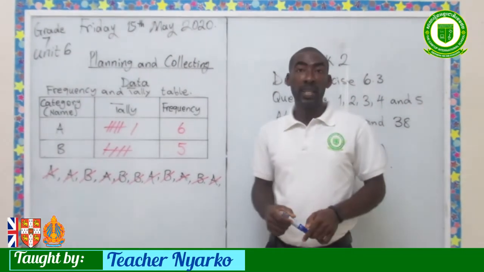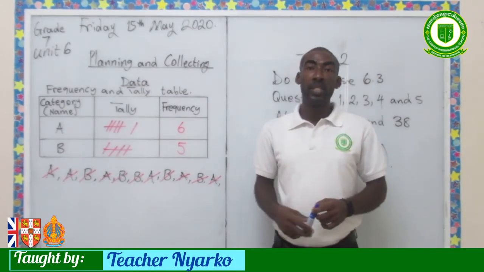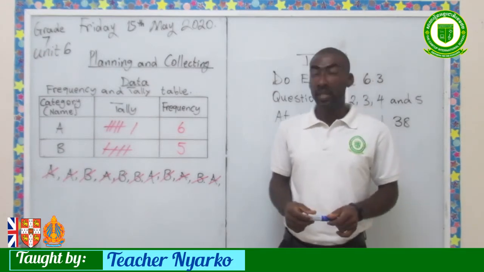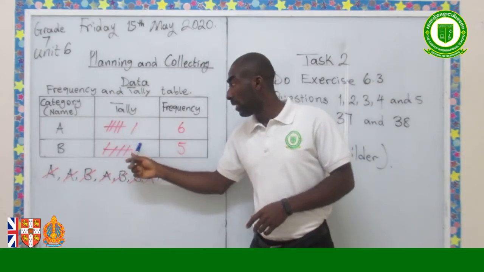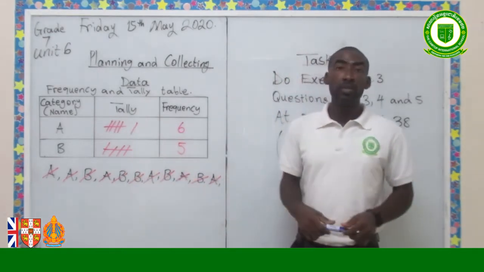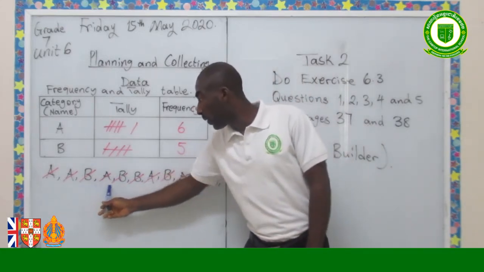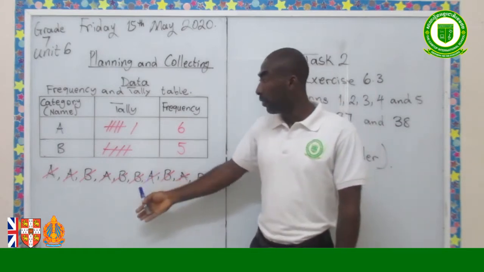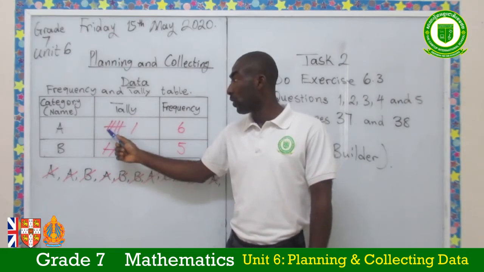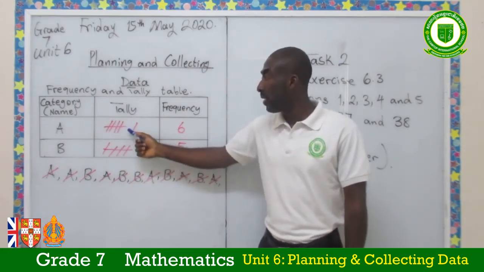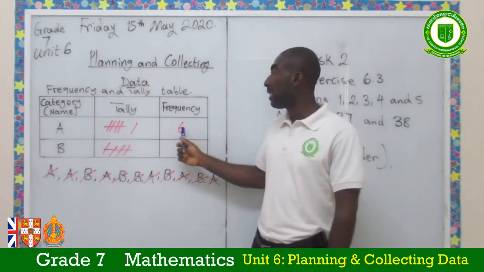Our topic has been planning and collecting data. Today we looked at how we can use frequency and tally tables to collect our data. There is an example here that shows how you can do your tally and how you can also do your frequency. It's all showing the number of times that what you are looking for appeared on the row. Over here we realize that we have 6 A's, which means we have 6 tally stripes here, and then we have 6 as a figure or as a number that is equal to tally.